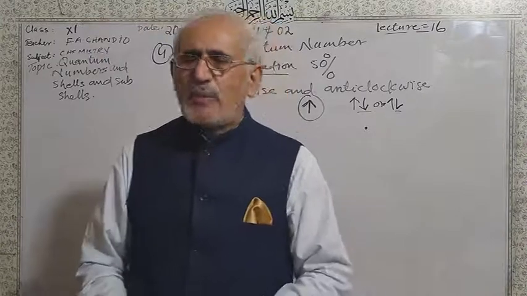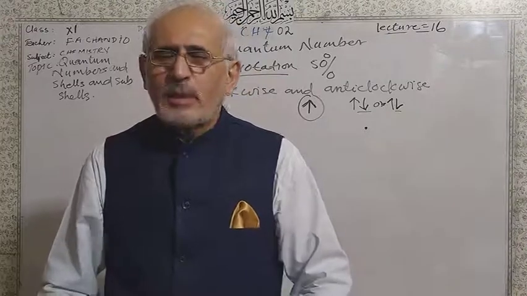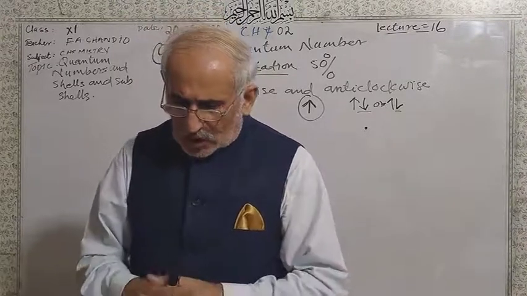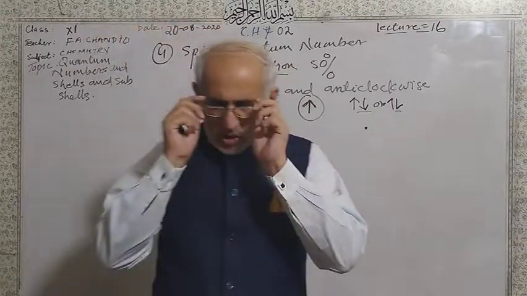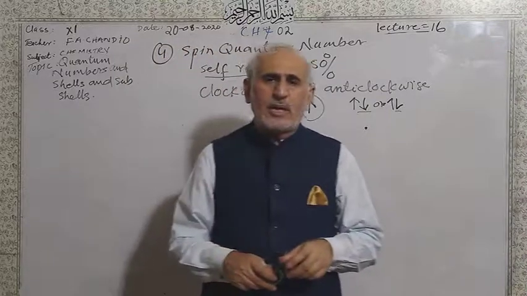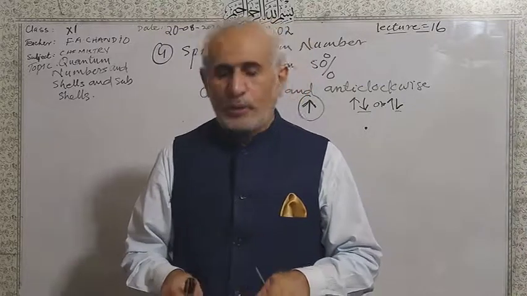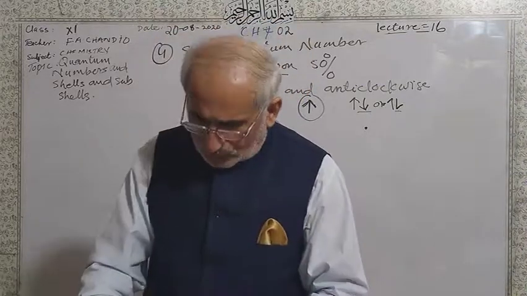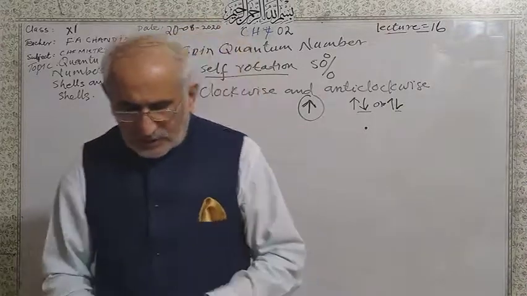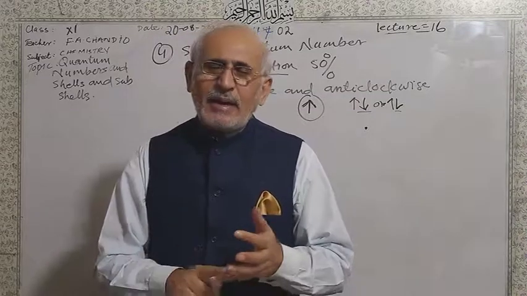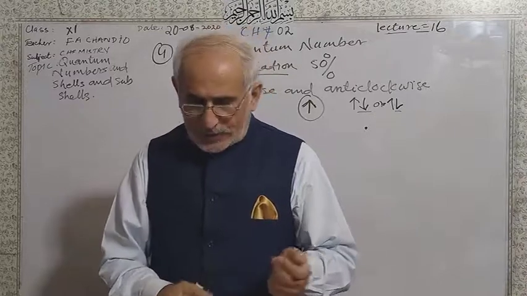Now example 2.8. This is the whole summary of all the quantum numbers. Describe the allowed combinations of n, l, and m quantum numbers, where n is called the principal quantum number, l is called the azimuthal quantum number, and m is called the magnetic quantum number. So students, if you see this topic 2.8, n is the principal quantum number, l the azimuthal quantum number, and m the magnetic quantum number.